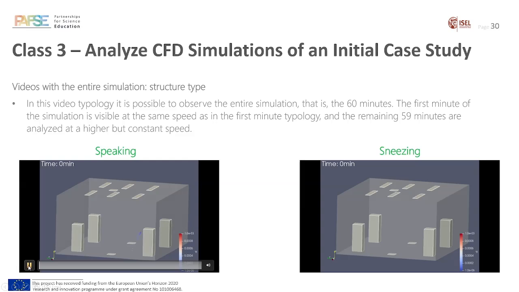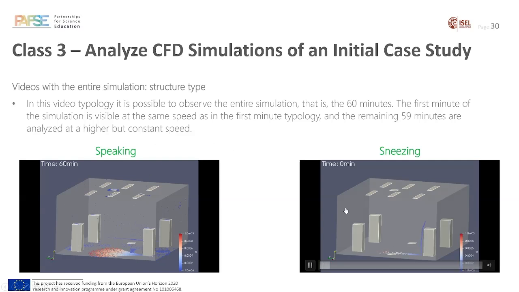So in the case of the speaking regime, we can see here that in the first minute the particles have the same velocities as in the videos with only the first minute. And now we can see that the video is going to accelerate through the next 59 minutes, as we can see the particles spreading through the air. Some of them are being removed by the ventilation system. So this is the main aspect of what students can analyze.